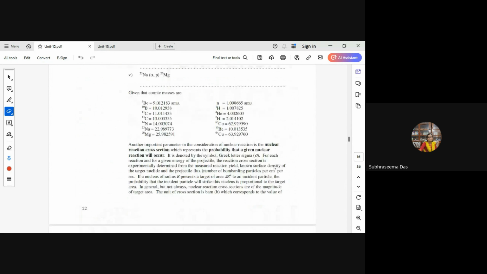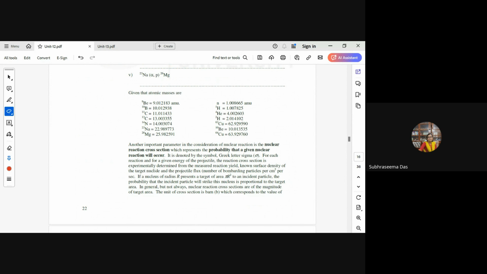Another important parameter that needs to be considered for a nuclear reaction is the nuclear reaction cross section, which represents the probability that a given nuclear reaction will occur. This nuclear reaction cross section is denoted by the letter sigma.